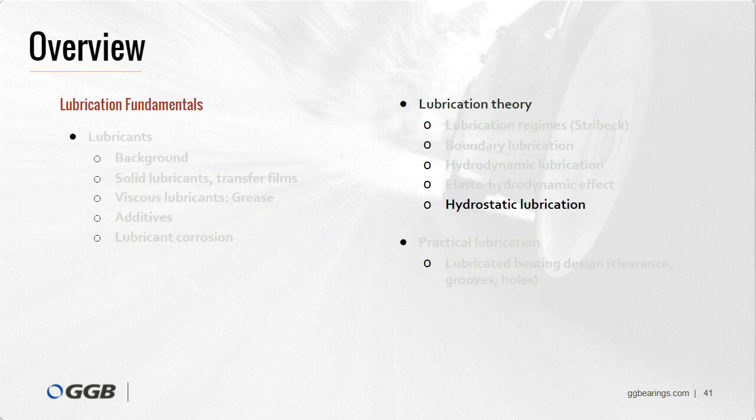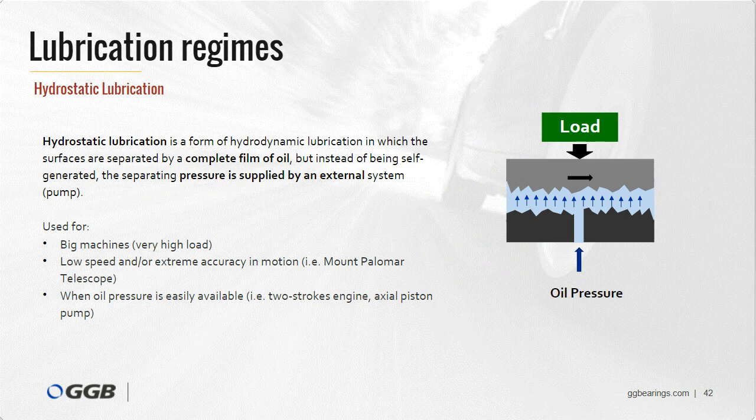So let's go over to hydrostatic lubrication. We'll talk about that for a couple minutes. Just as it sounds, hydrostatic lubrication doesn't rely on relative motion of sliding surfaces to create a fluid film. With hydrostatic lubrication, high pressure oil is fed to the interface by an external system to fully separate the surfaces. This is used in applications that experience extremely high loads, such as with large machinery, applications that see low speed and/or the need for extreme accuracy in motion, almost like the Mount Palomar telescope, or in applications where oil pressure is readily available, like a swash plate bearing interface in an axial piston pump.